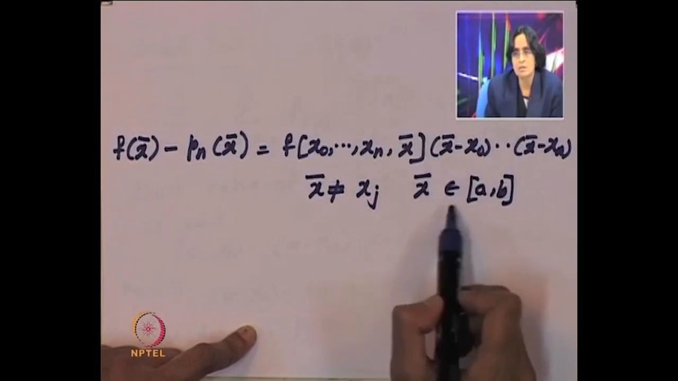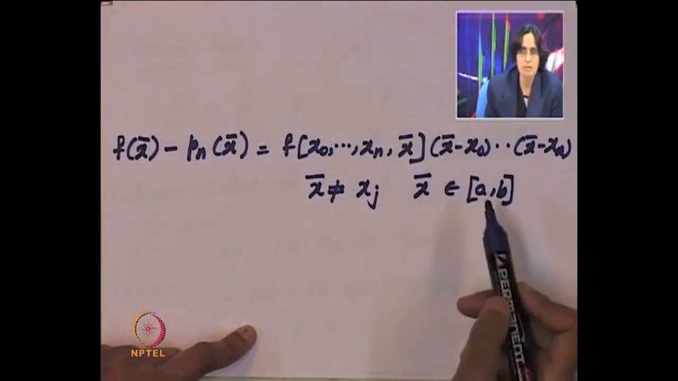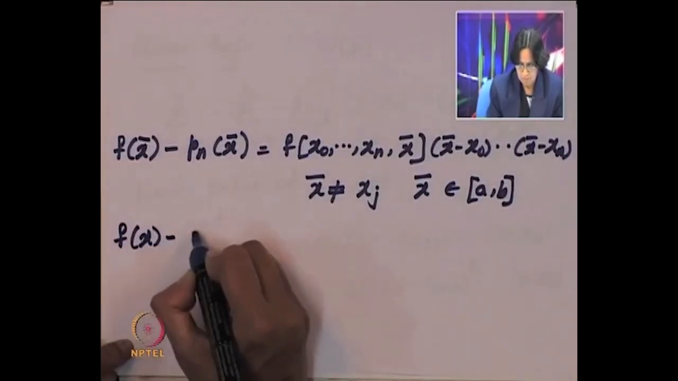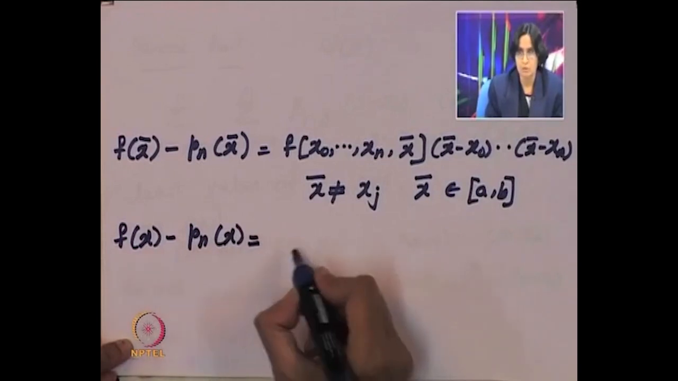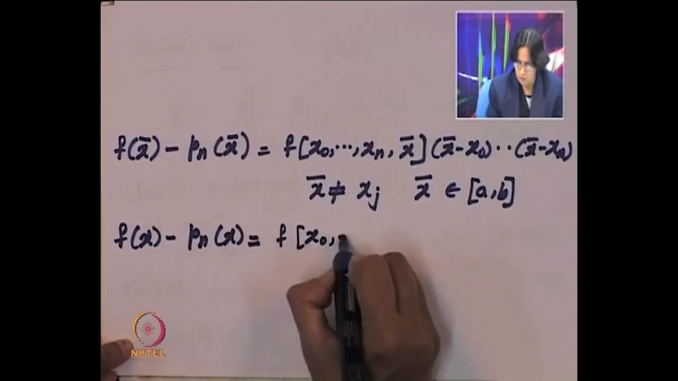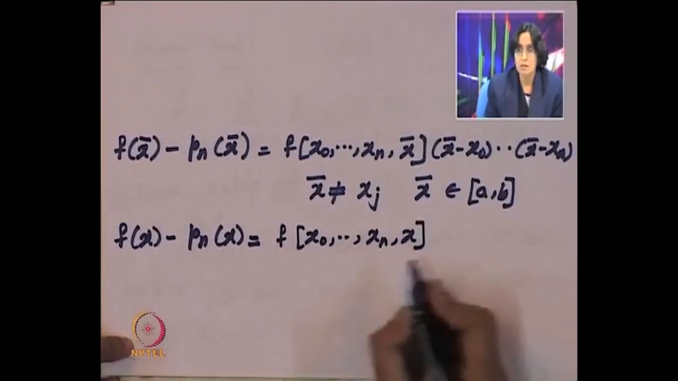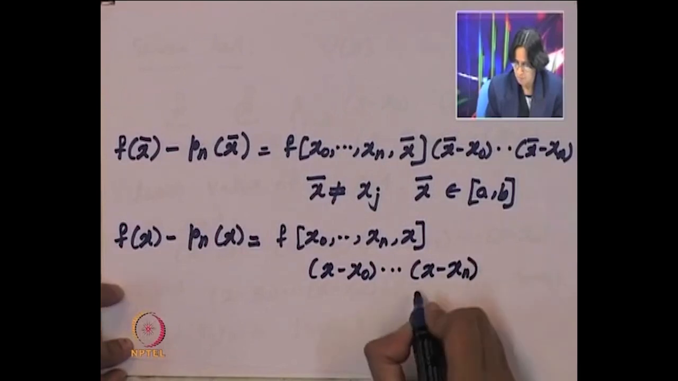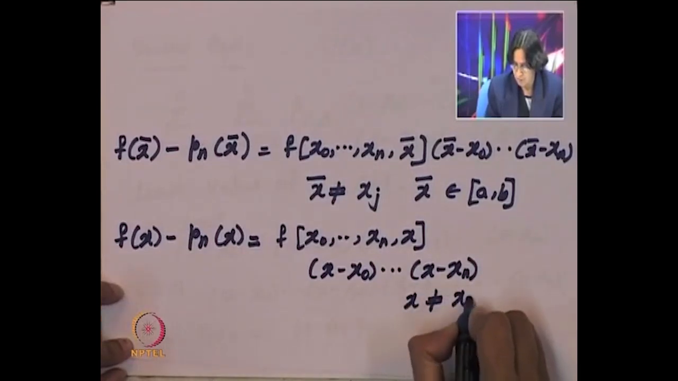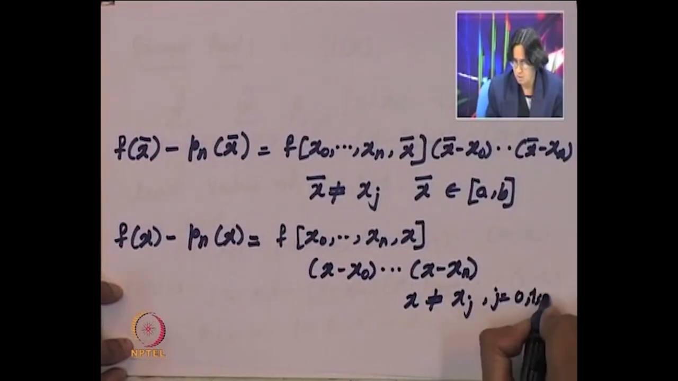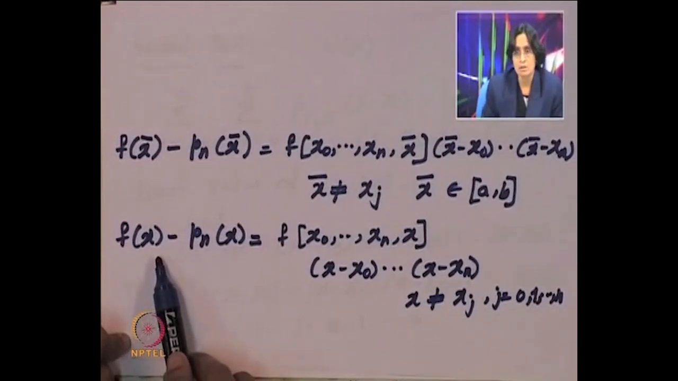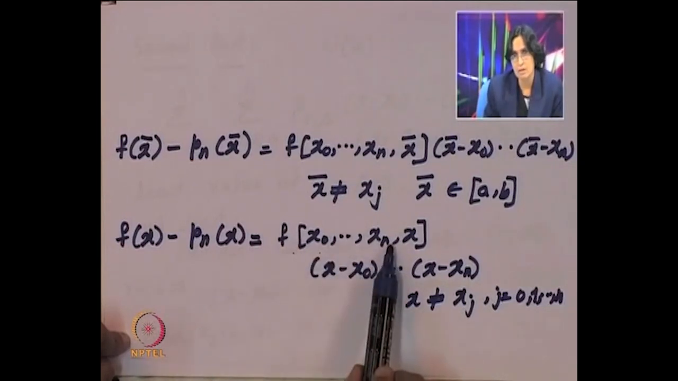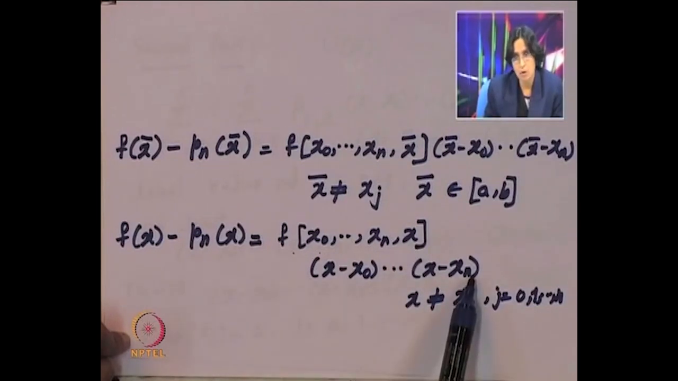So, this x bar is a dummy variable. Instead of x bar, if I write x again, it is going to be valid. So, I will get f(x) minus p_n(x) to be equal to f[x_0, x_1, ..., x_n, x] multiplied by (x minus x_0)...(x minus x_n) when x is not equal to x_j, for j equal to 0, 1, up to n. So, I have got the error for x not equal to x_j to be equal to the divided difference of f based on x_0, x_1, ..., x_n, x multiplied by this product.